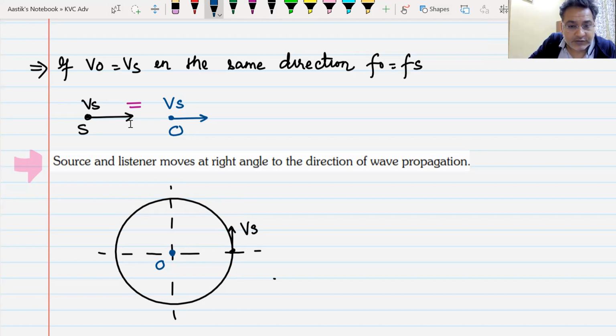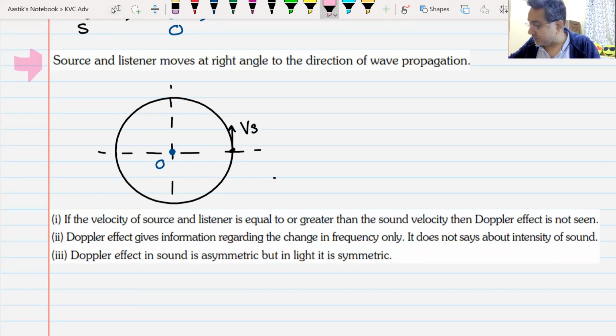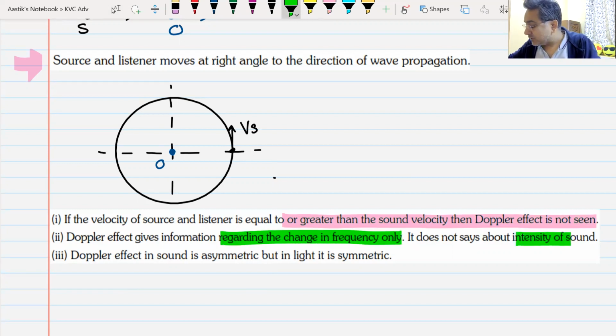There are again two or three points which you may note down together with this. If the velocity of the source and the listener is equal to or greater than the sound velocity, then there is no Doppler effect. It only gives us information about the frequency change, not about the intensity. The last point, you may note it down, you may not. It is not that important.